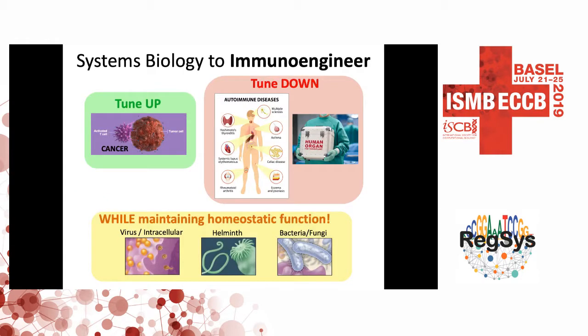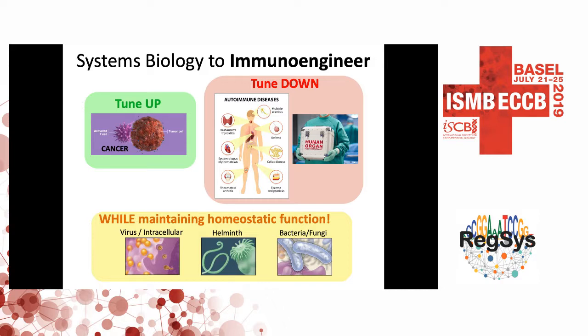So we would like to tune up the response of particular immune cell populations in the context of cancer. In the context of autoimmune diseases or inflammatory diseases or organ transplant, we would like to tune down the immune response of particular immune populations. And we'd like to be able to do this while maintaining the important homeostatic functions of the immune system.